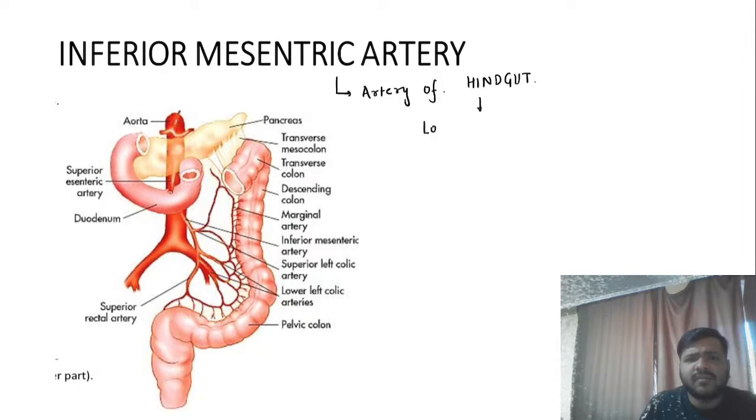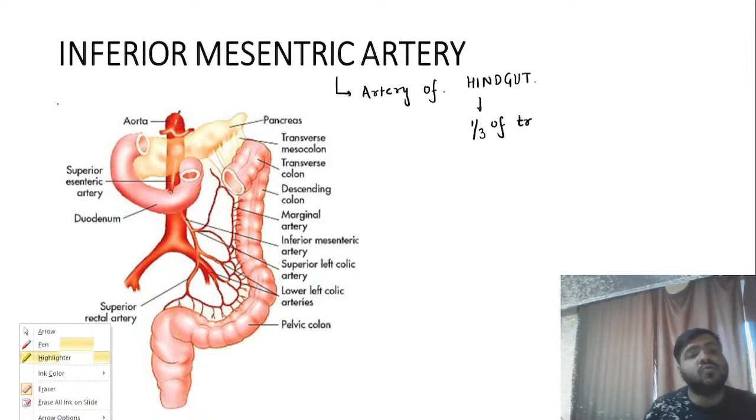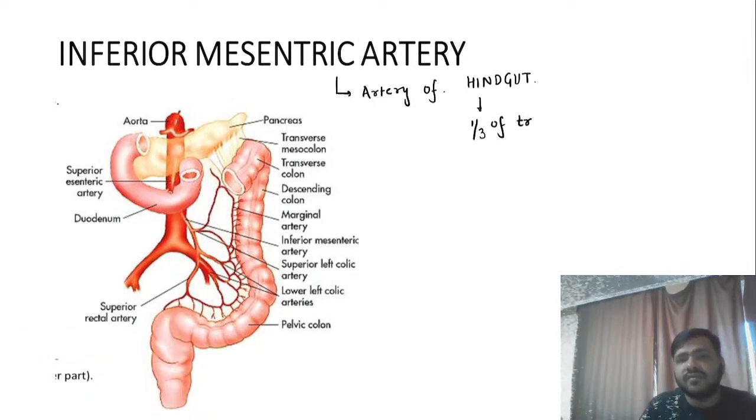अब क्या क्या बच गया था बेटा, खुद को ही पता है तुम्हें. It is lower one third of, oh sorry, I'm writing lower, left. Right two third तो वहां सप्लाई हो गया था ना. तो अब क्या बचा, left one third of the transverse colon. Left one third of the transverse colon.